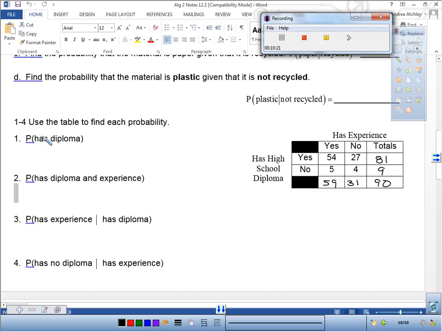The first one just has the diploma. It's not limiting anything because there's no line. It's everything. So on the bottom is everybody. And we want to look at how many people have a high school diploma. So that's our yes column at 81. So it's 81 divided by 90, which is exactly 90%.